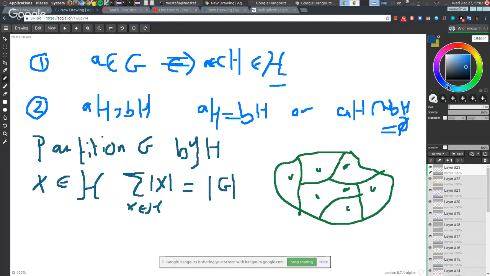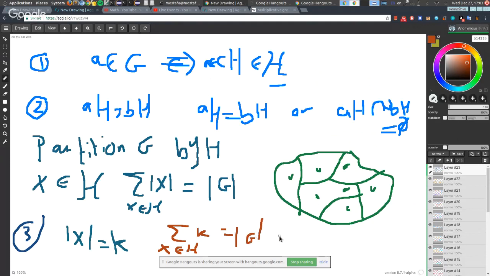And the last part is important. We have that all the cosets have the same size, because we could find a bijection between any pair of cosets. So basically it means that the cardinality of any coset X is equal to some constant K for all X. Here it means that we can substitute this part here to get something like that, K for each coset. So basically K times the number of different cosets is equal to the size of G.